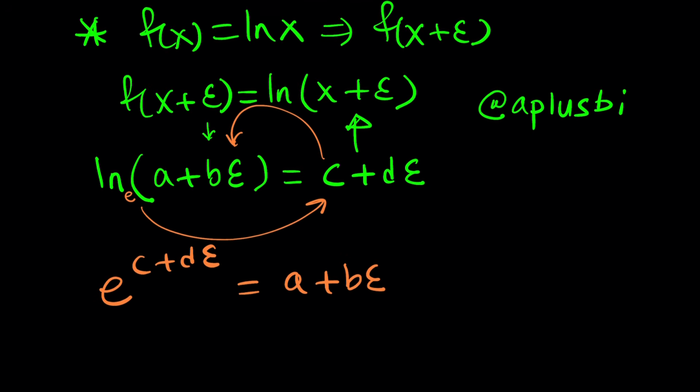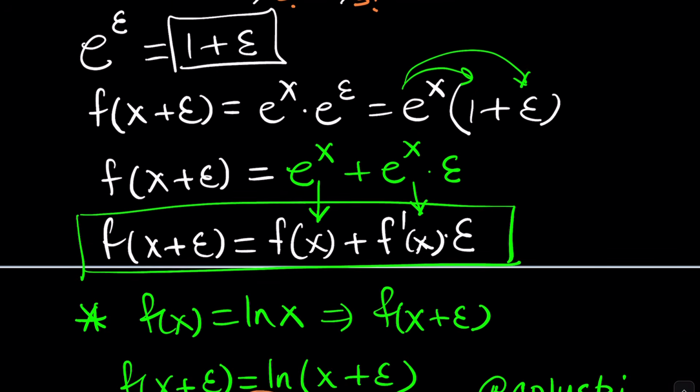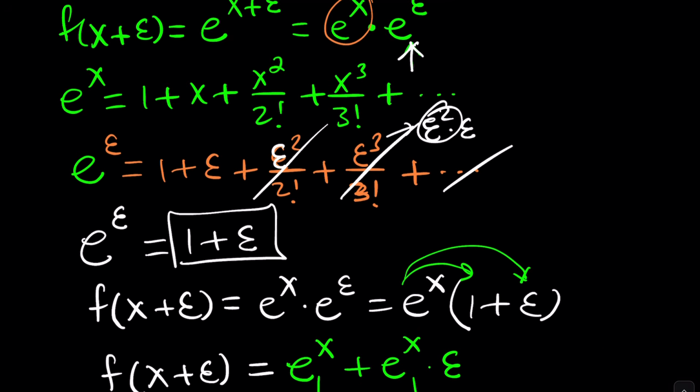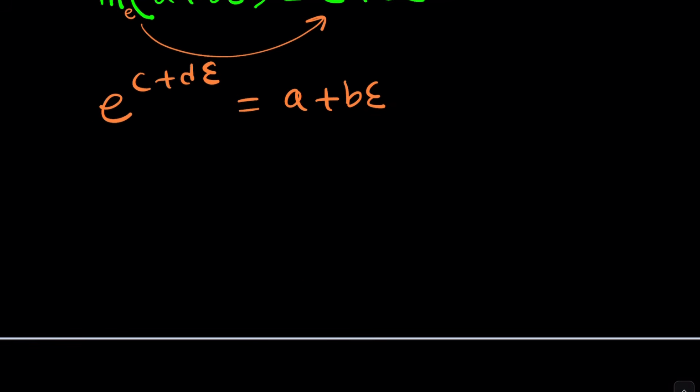Now, let's take a look. We can split it up or we can just directly use the formula. What is e to the power c plus d epsilon? Do we have a formula for that? No, but that's okay. We can still do it. E to the c times e to the d epsilon. And then we can go ahead and keep the e to the c.